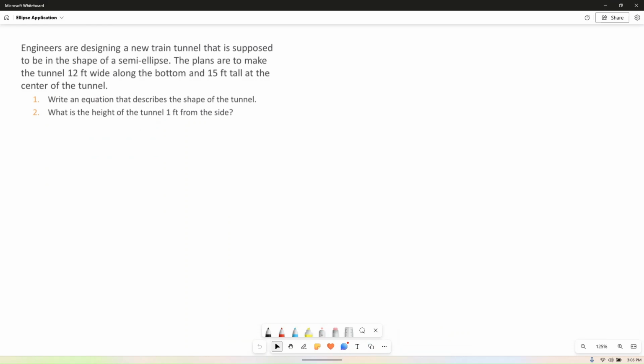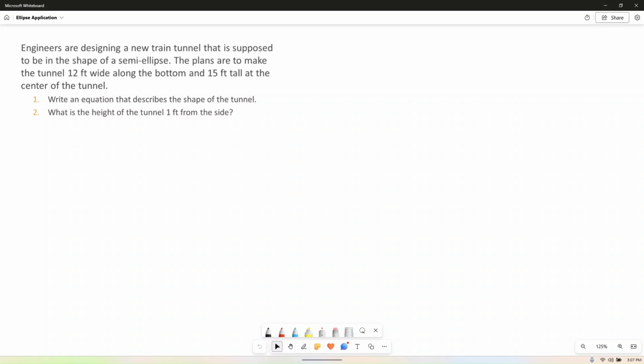Let's look at an application of an ellipse. In this problem, engineers are trying to design a new train tunnel, and the shape of this tunnel is supposed to be a semi-ellipse. So semi-ellipse just means it's half of an ellipse. And the plans are that they want to make the tunnel 12 feet wide along the bottom of the tunnel, along the ground, and it should be 15 feet tall at the center.